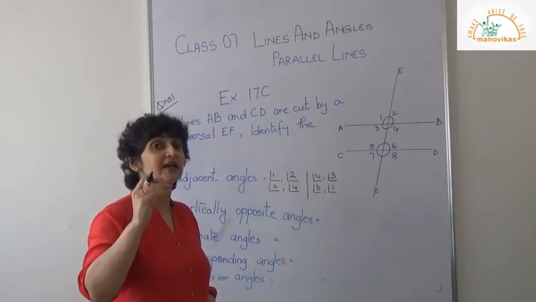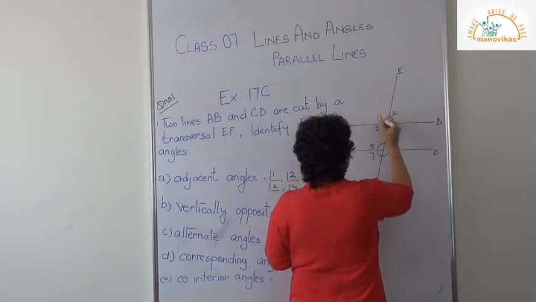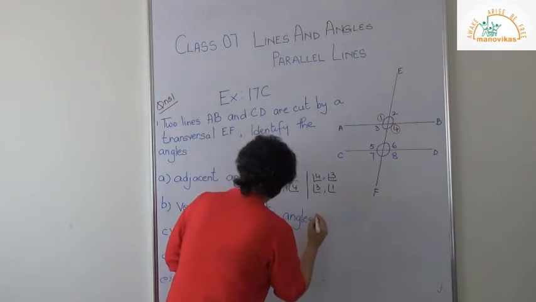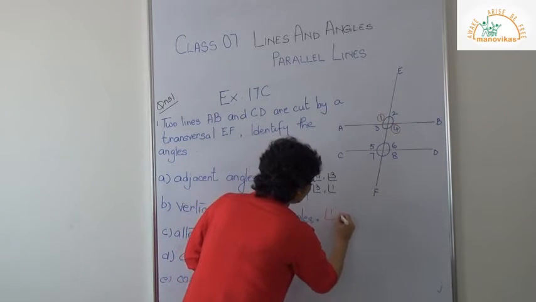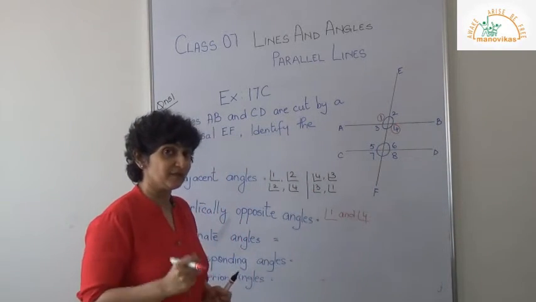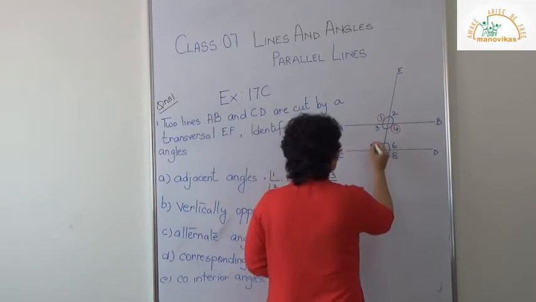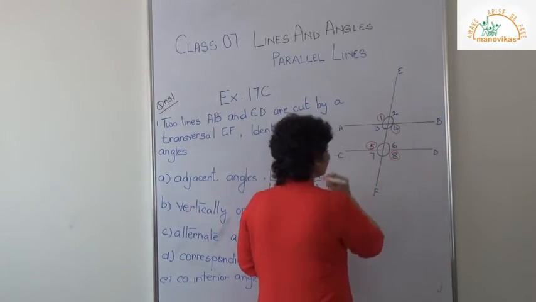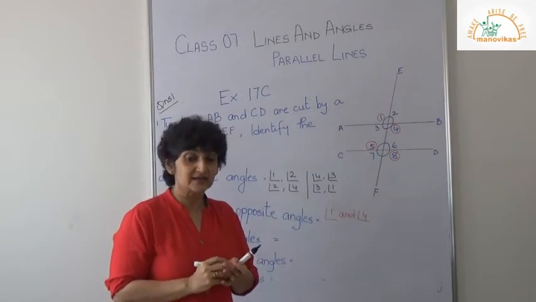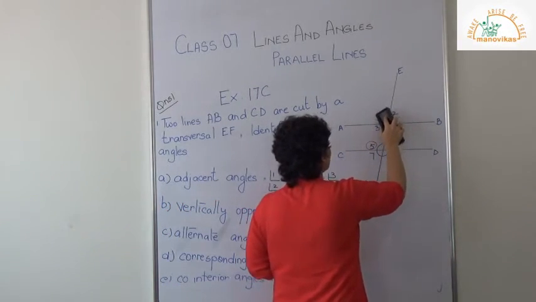Next, vertically opposite angles. Now if I take angle 1 and angle 4, these are vertically opposite angles. Here you will find the other pair, which is angle 2 and angle 3. Similarly here I have angle 5 and angle 8 and then angle 7 and angle 6. Correct? Children, you will do it. I am not going to help you out. I will only explain this to you.